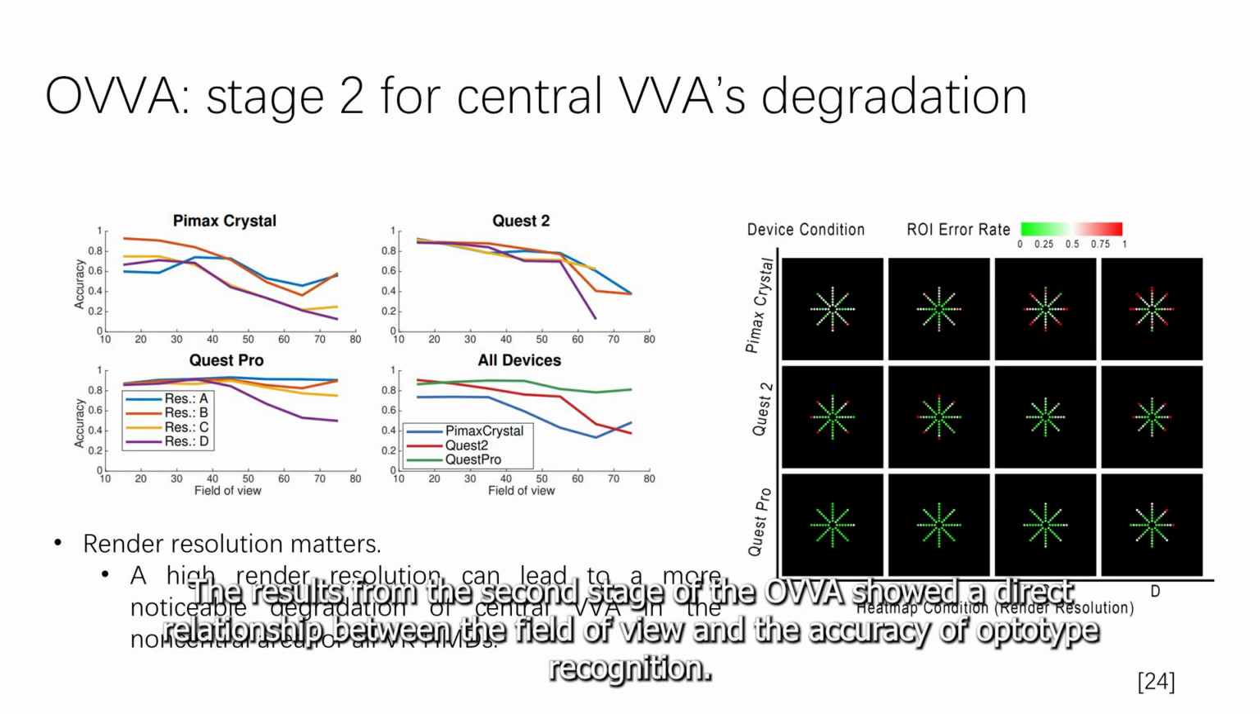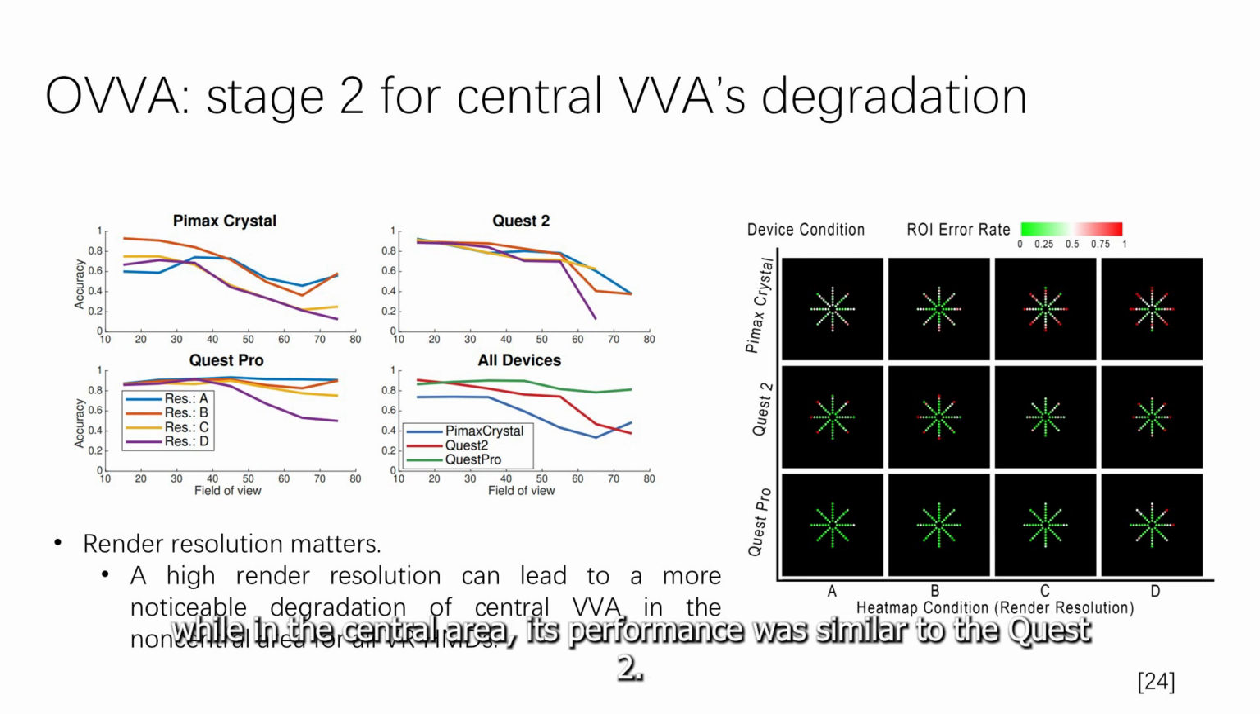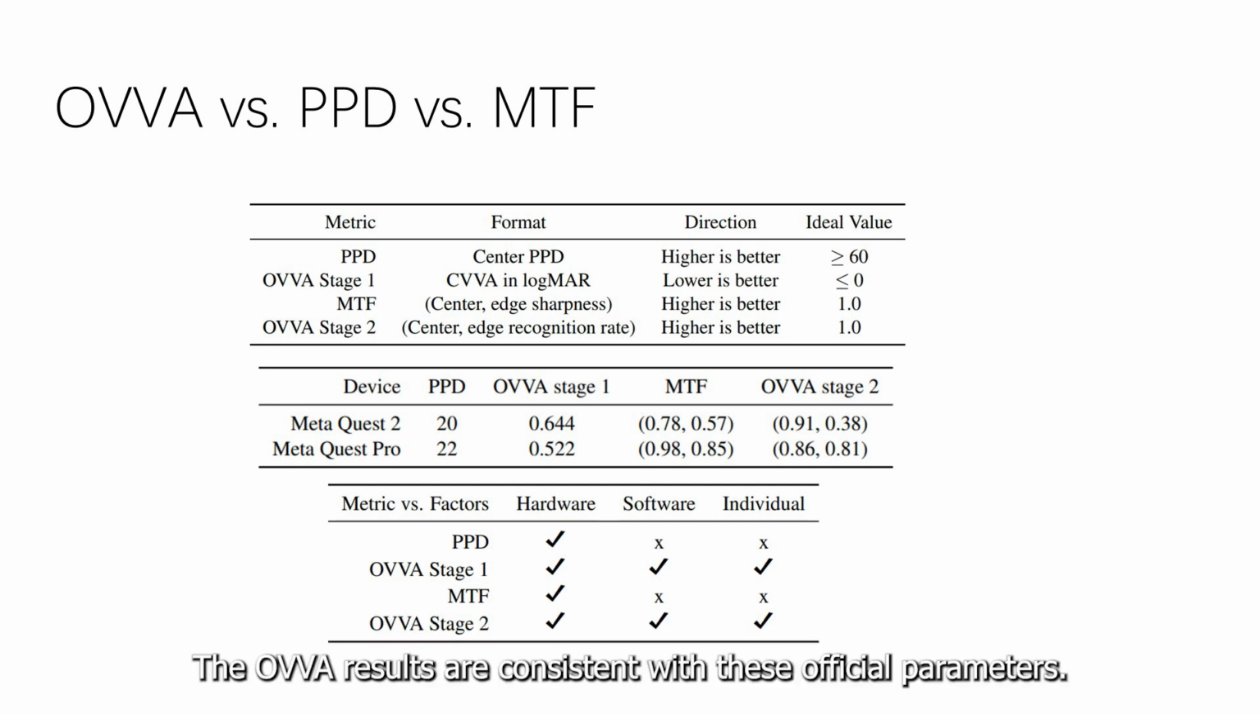The results from the second stage of the OVVA showed a direct relationship between the field of view and the accuracy of optotype recognition. In the non-central area, the Quest Pro outperformed the other headsets, while in the central area, its performance was similar to the Quest 2. The Quest 2 and Quest Pro have official central PPD and some MTF values. The OVVA results are consistent with these official parameters.